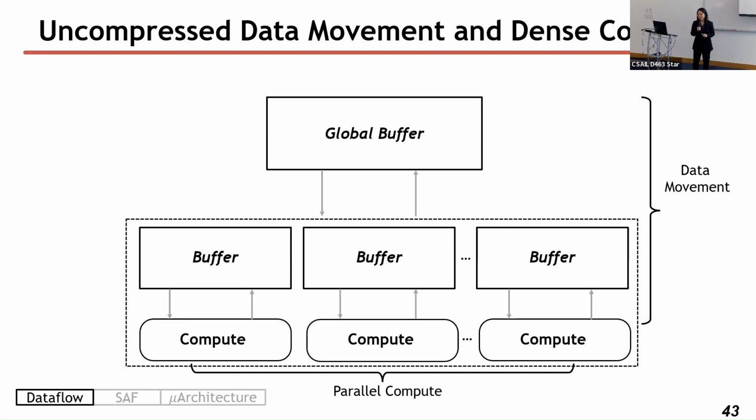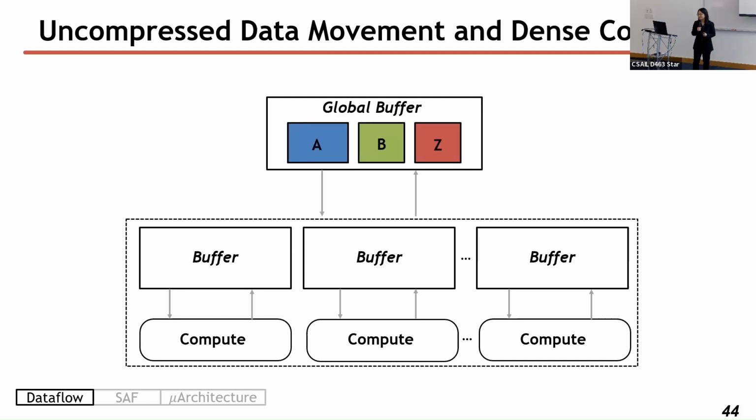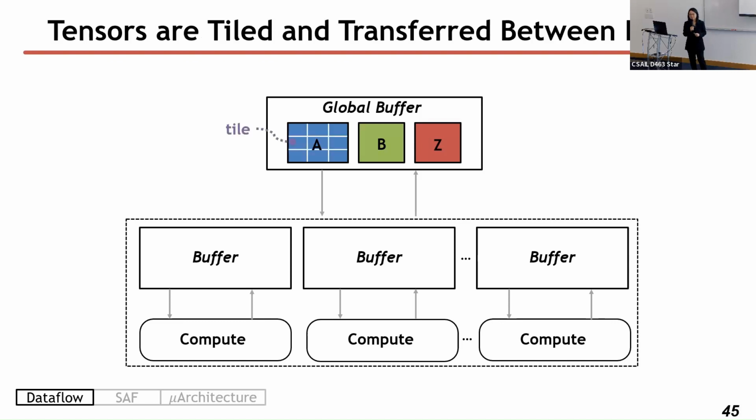In order to understand how the data is transferred and how compute happens in parallel, let's use an example processing of a tensor algebra workload with three tensors, A, B, and Z. Let's assume that they are small enough to fit in our global buffer in this architecture. What a sparse or tensor accelerator usually does is exploit the memory hierarchy by partitioning the workload tensors into smaller sub-tensors, which we refer to as tiles. And the tiles will be transferred to the inner level memories with smaller capacity, of course, for reuse.